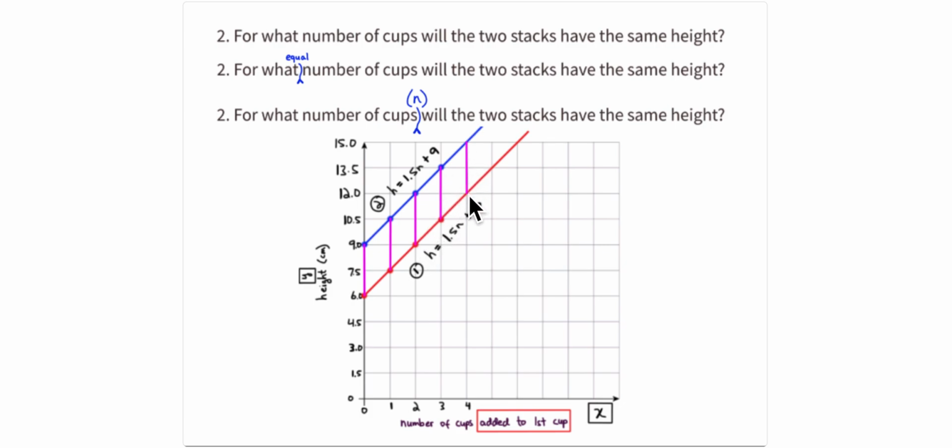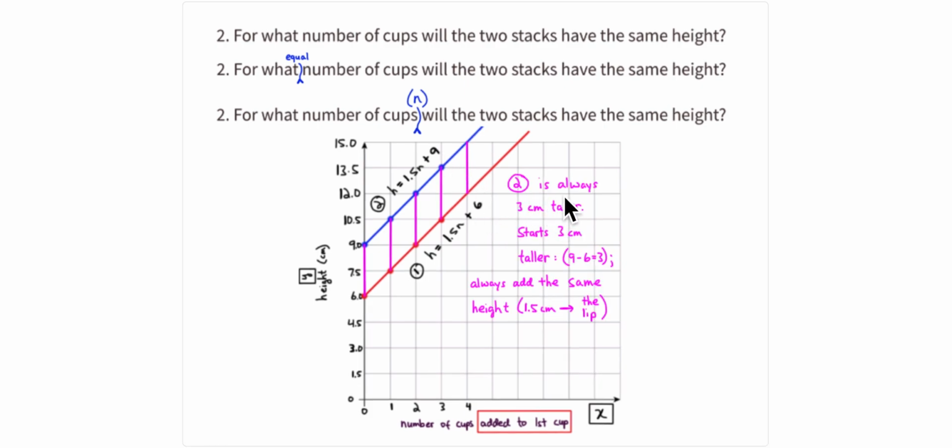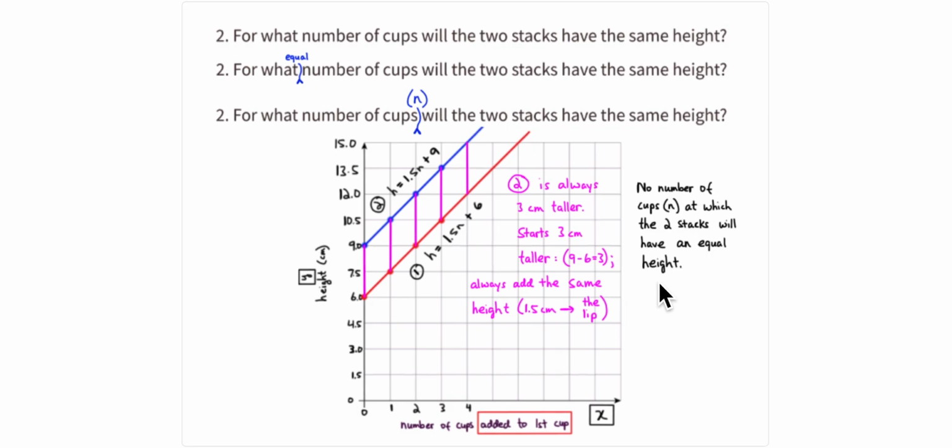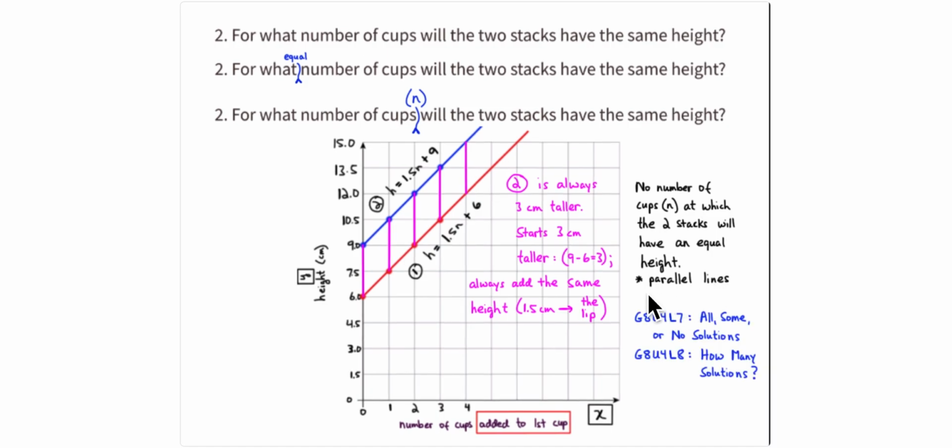It always is going to be 3 centimeters taller for the equal number of cups when comparing the large cup beginning at 9 centimeters to the smaller cup beginning at 6 centimeters. So 2 is always 3 centimeters taller, starts 3 centimeters taller, which is 9 minus 6 equals 3. Always add the same height. It's 1.5 centimeters, which is the lip. So you're always adding that height for each cup that you add to the beginning cup. So there is no number of cups n at which the two stacks will have an equal height. And the point here is that they are parallel lines.